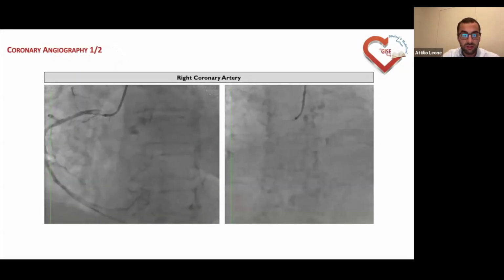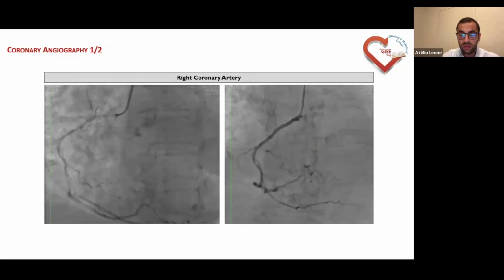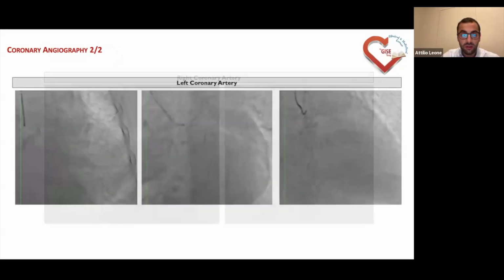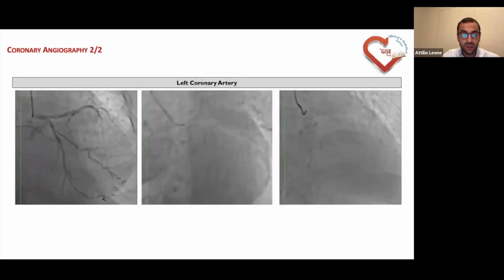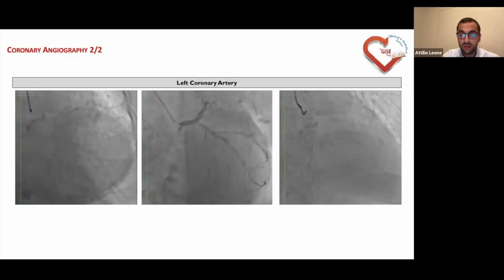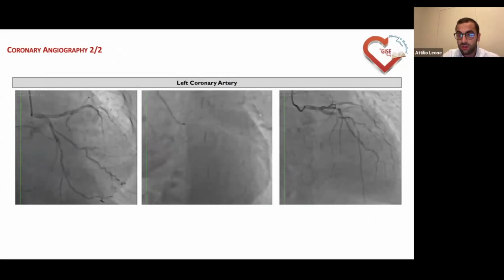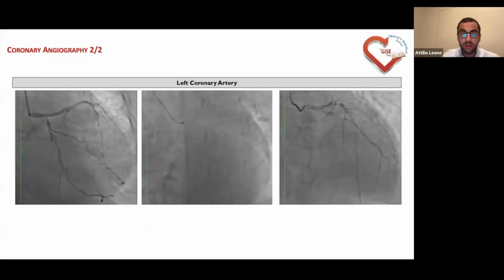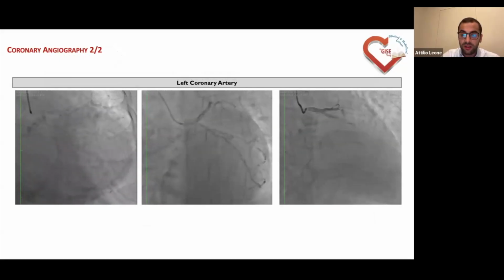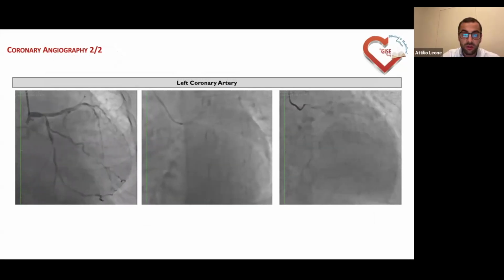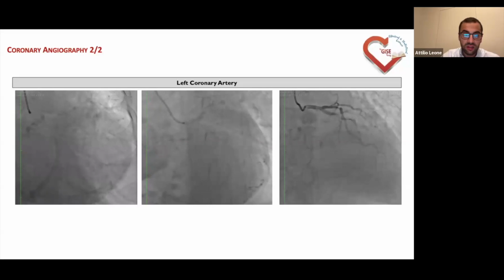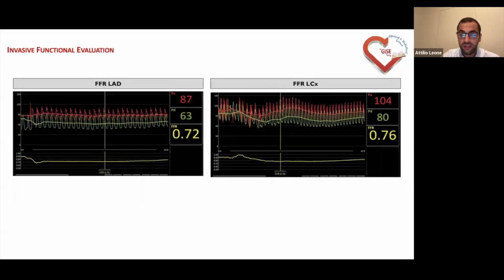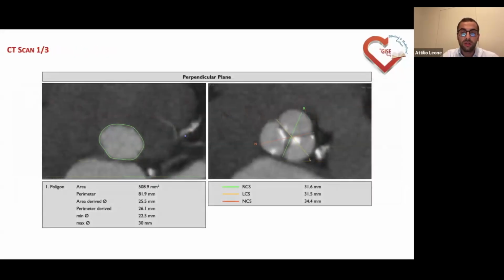This is the right coronary, with diffuse disease without any clear focal stenosis. On the left side, there was an ostial lesion of the circumflex and an additional lesion of the proximal mid-LAD. So this was the first decision-making point, and we decided to assess the hemodynamic significance of these lesions by invasive physiology. We measured the FFR on both vessels, and it was 0.72 on the LAD and 0.76 on the circumflex.